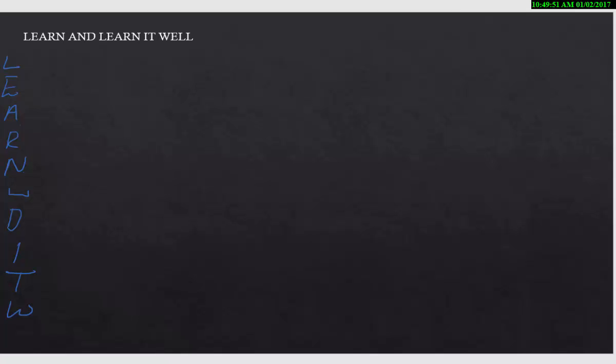So 1, 2, 3, 4. So there are 4 L's, there are 3 E's, there are 3 A's, 2 R's, there are 3 N's, 4 spaces, 1, 2, 3, 4 spaces, 1 D, 1 I, 1 T and 1 W.